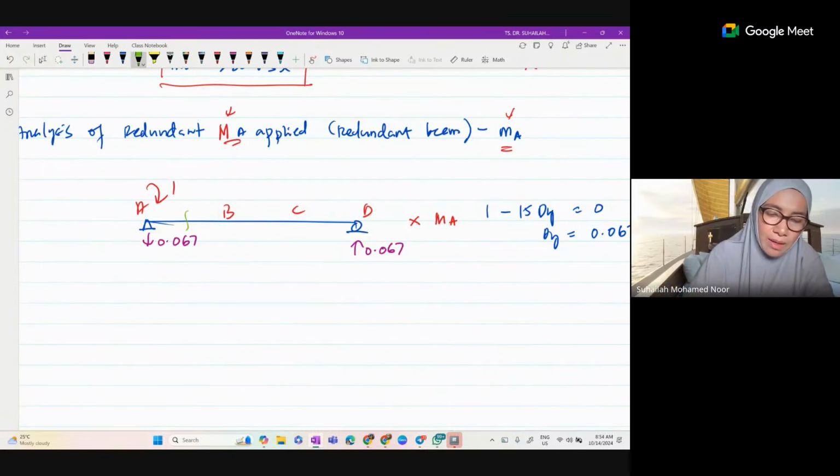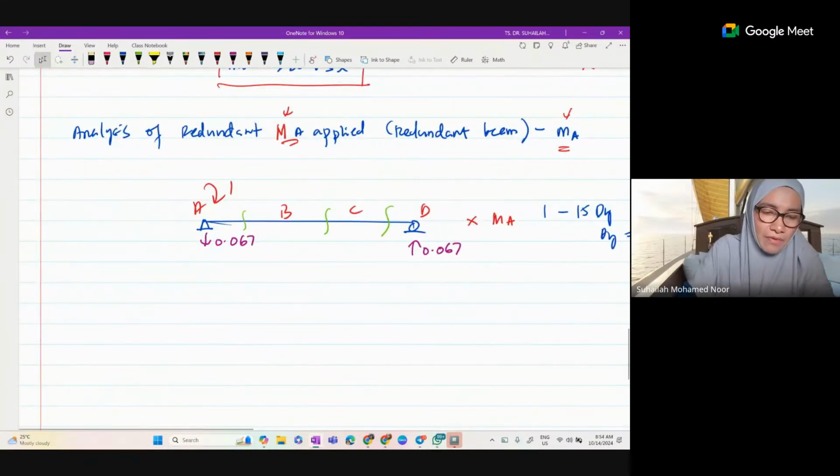Three cutting sections, 1, 2, 3. So the cutting sections from the redundant diagram must follow the primary beam. If in the primary we cut 3 times, then here we also cut 3 times. If earlier we used origins A, C, D, this one must also follow A, C, D. Okay, so have the same cutting sections. So for AB, the origin is A, so the limit is 0 to 5.